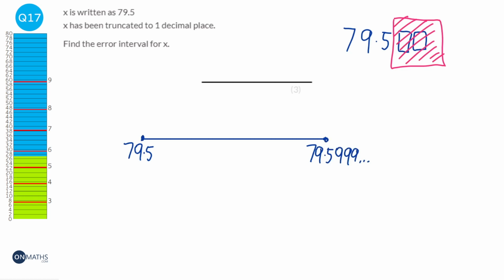So to do our error interval, well, the smallest it could have been is 79.5, and we'll call this x. But we're looking at any number that is less than 79.6. So any number that's less than 79.6. If it was 79.6, then when we cut it off, it would show as 79.6.